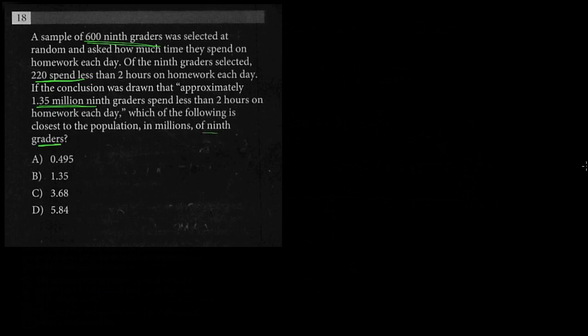Well, okay, this question is all about ratios and equating ratios to each other. Let's draw out our first ratio. It's going to be the number of ninth graders who spend less than 2 hours on homework each day, which is 220, to the total number of ninth graders.